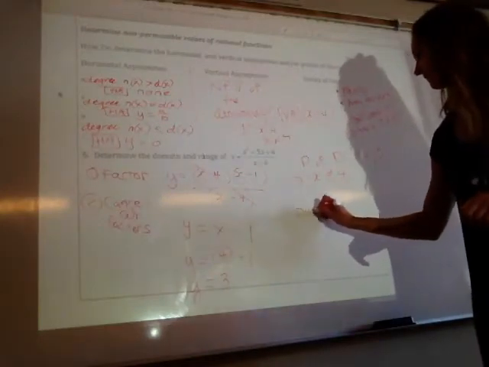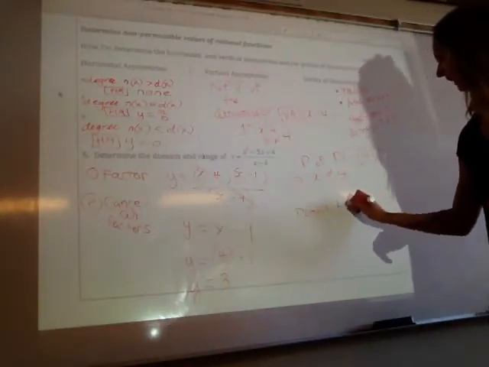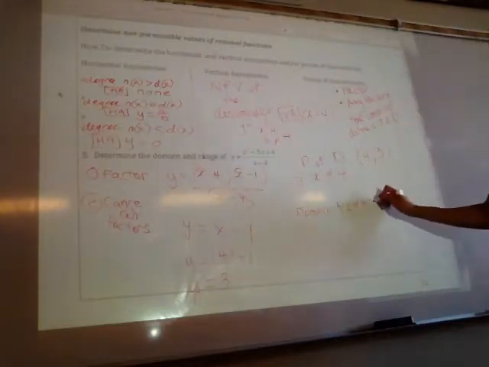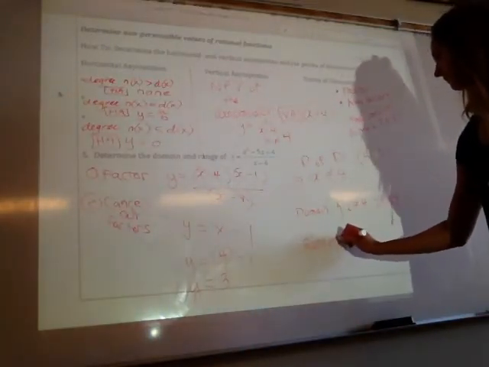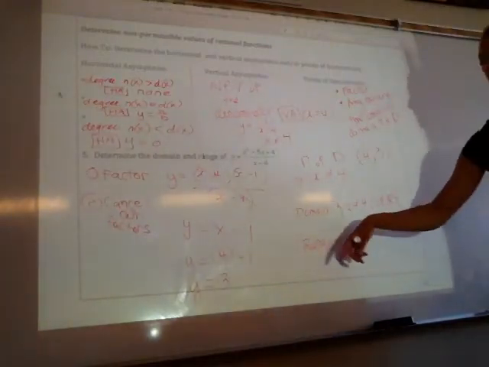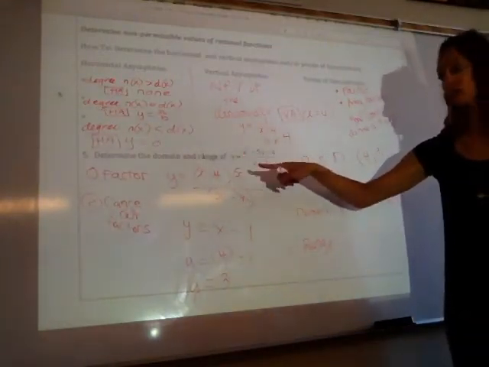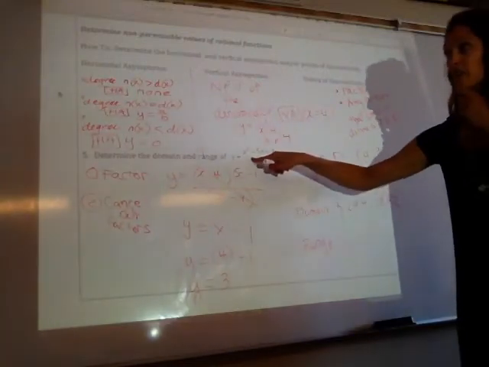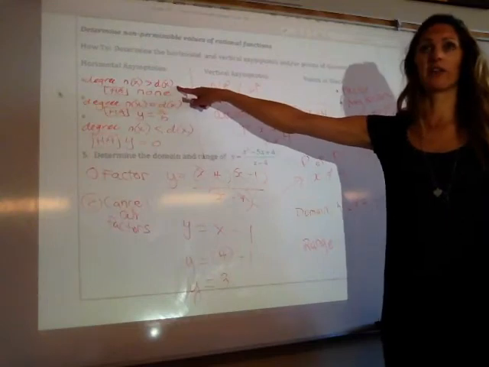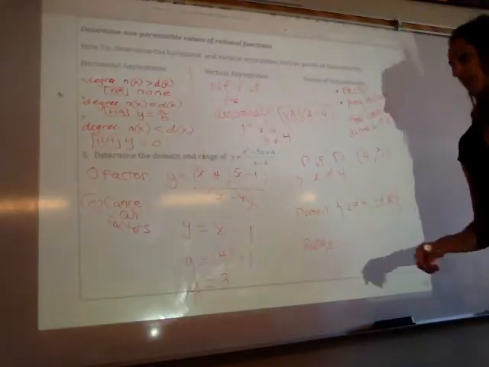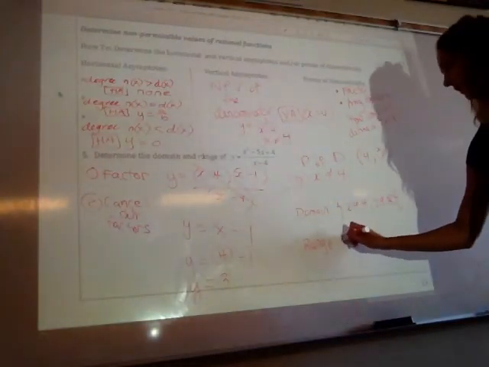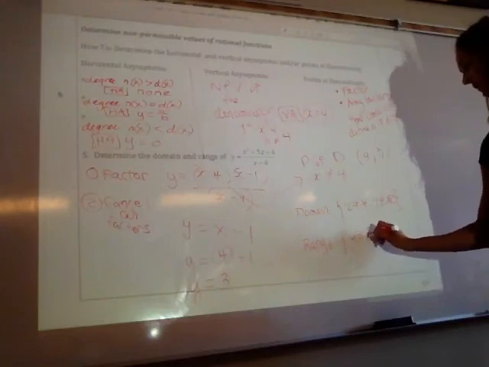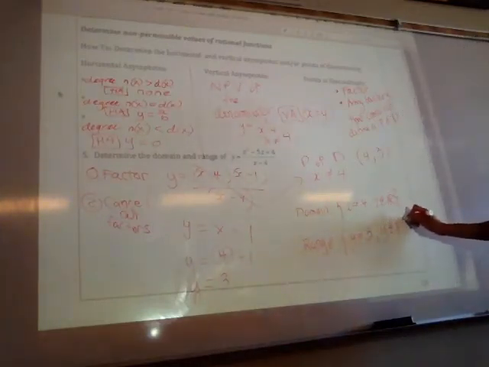So what is our domain? Well, x cannot equal 4. Other than that, x is all real numbers. And what is our range? Okay, well, let's take a look here. The degree of the numerator was 2. The degree of the denominator was 1. So going back to our rules, if the degree of the numerator is bigger than the denominator, no horizontal asymptotes. But as we can see, there was a point of discontinuity at 4, 3. Therefore, y cannot equal 3. Other than that, y is an element of all real numbers.